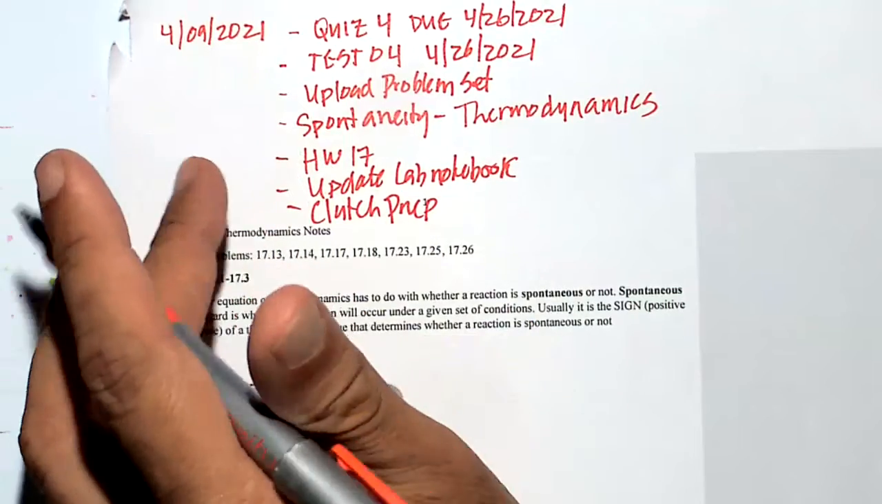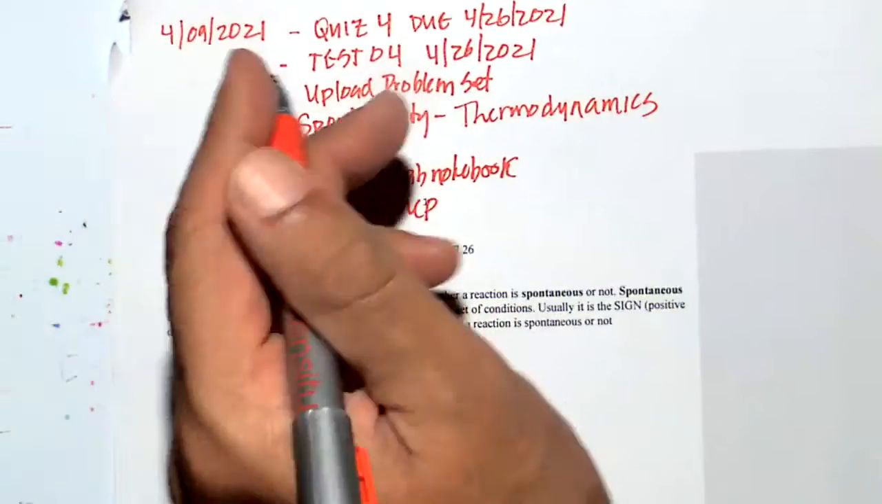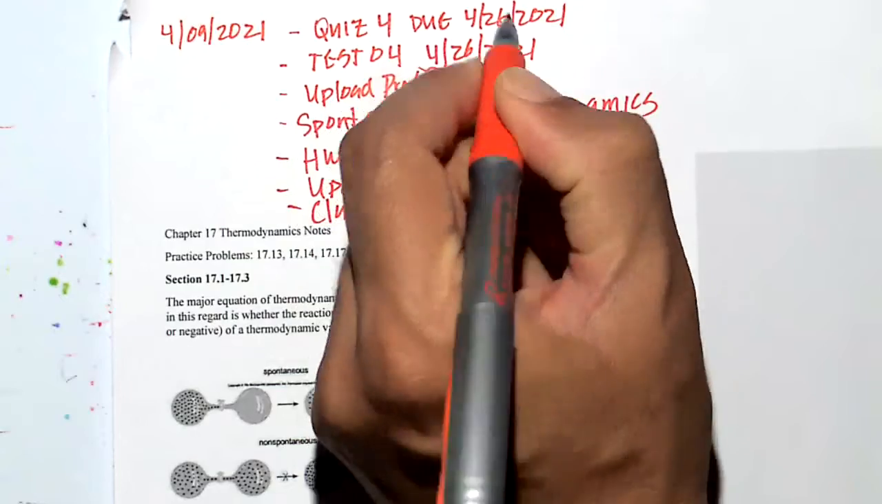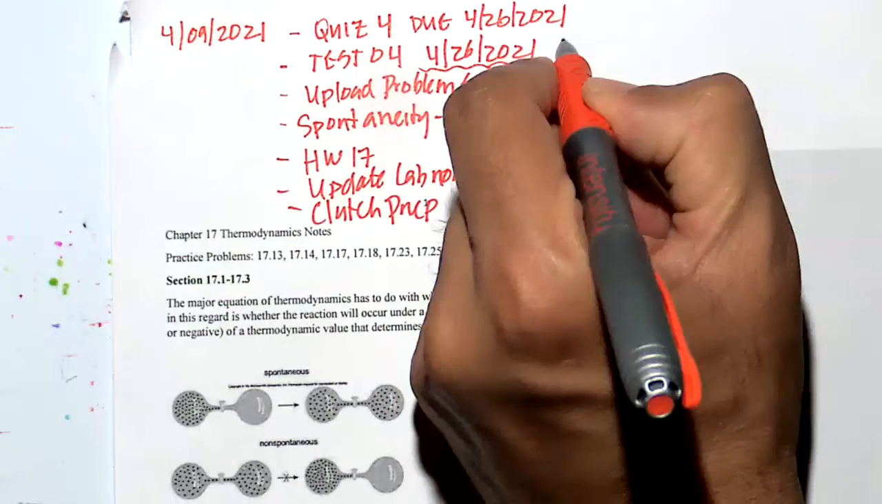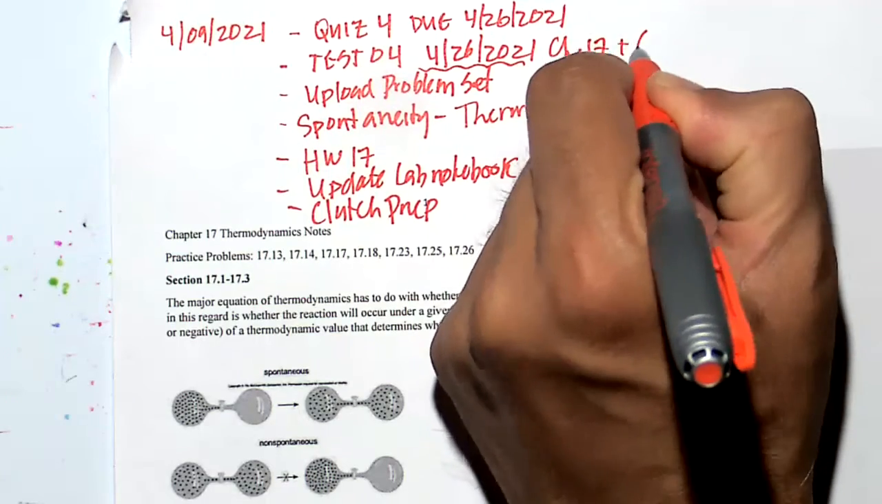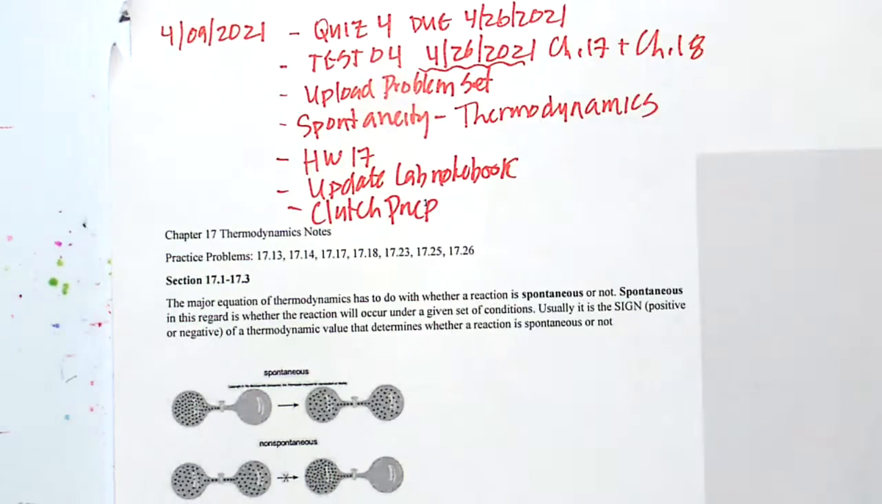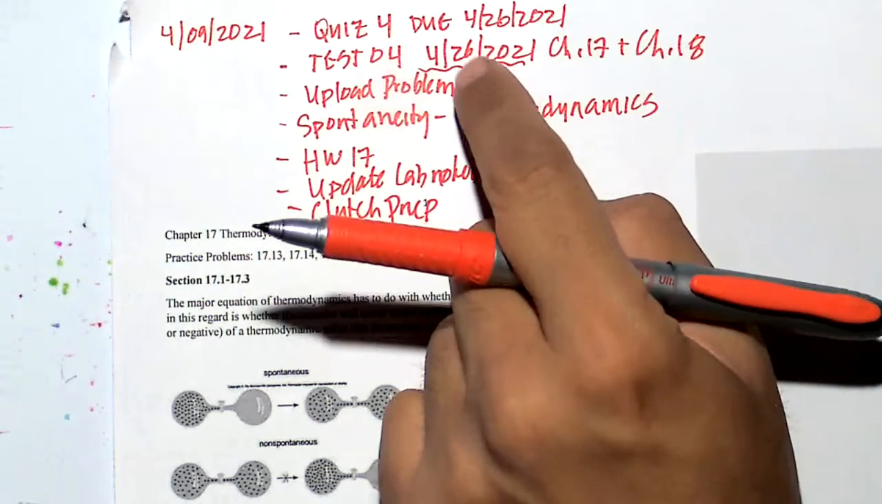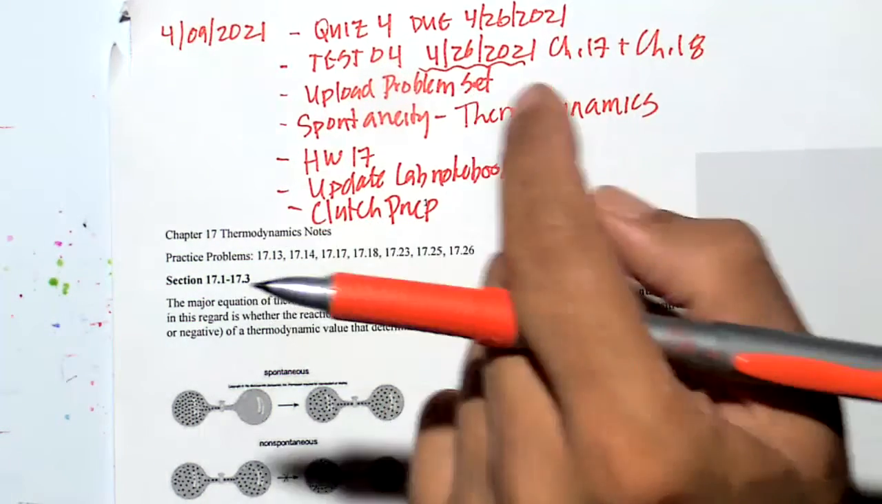We do ask you to take it, and I don't know when the date is. I'm just focused on Test 4. Test 4 actually covers Chapter 17 and 18, and that's not cumulative. Okay, so and that's April 26th.